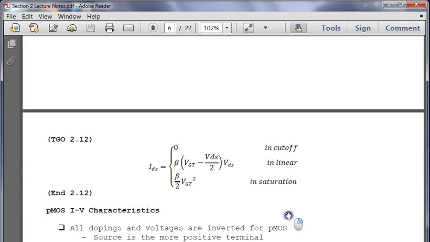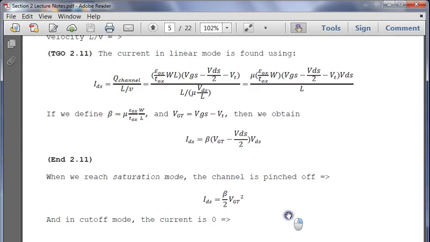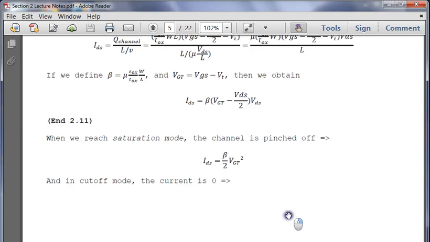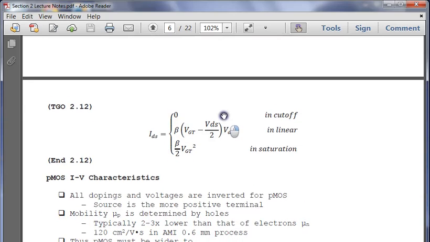And there it is. So let me scroll down a little bit. I'm sorry, did everybody get 2.11? Okay. So 2.12, we've now proven all of these equations. So we have our 3 regions. We have cutoff, the transistor is off. Transistor is on in linear mode, meaning we have properly applied all the gates and biases: beta times VGT minus VDS over 2 times the quantity VDS. And then saturation: beta over 2 times VGT squared. For those of you who can't see it, there it goes.